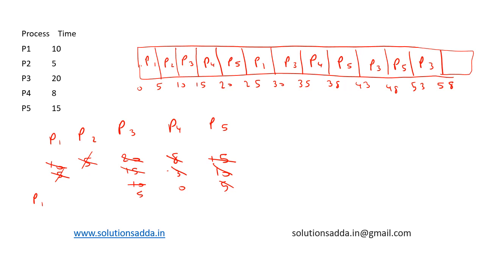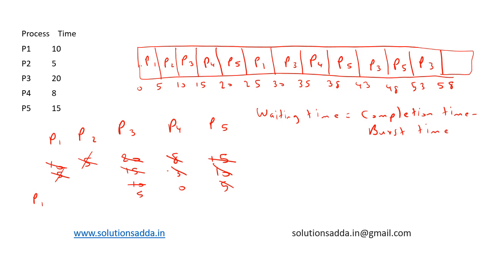Now we are asked to calculate what is the average waiting time of the processes in the queue. So waiting time of the process is equal to sum of the periods spent in the waiting for ready queue. So waiting time is equal to completion time minus burst time.